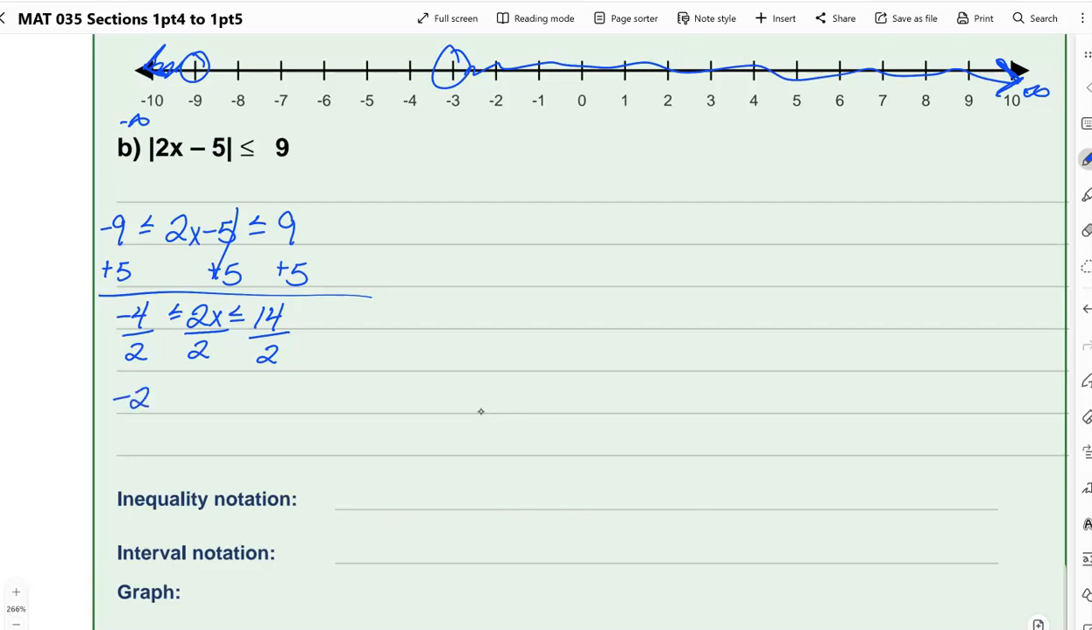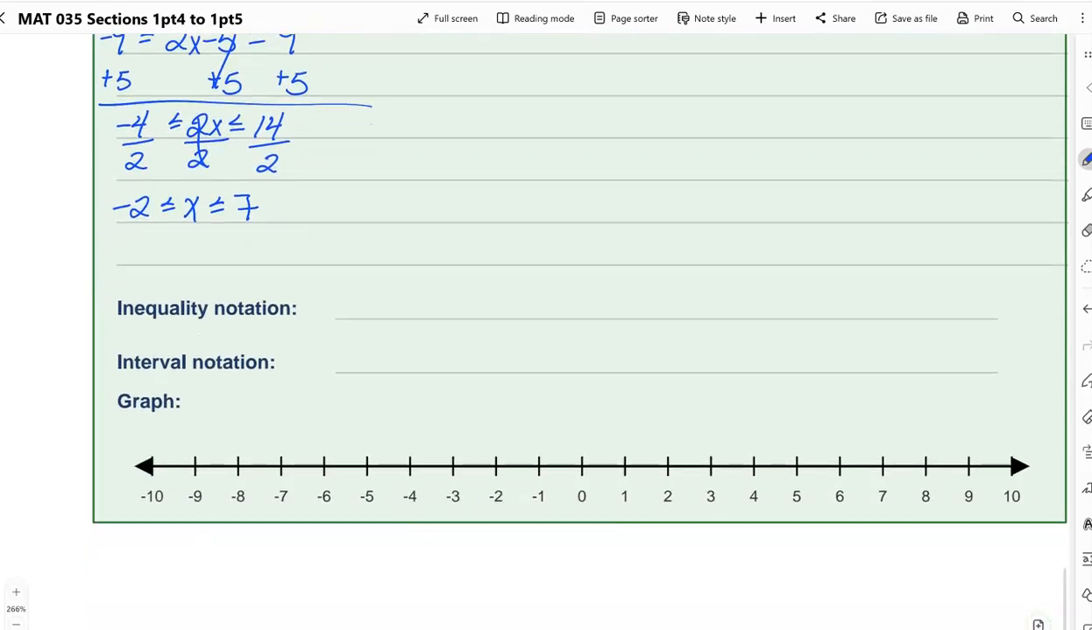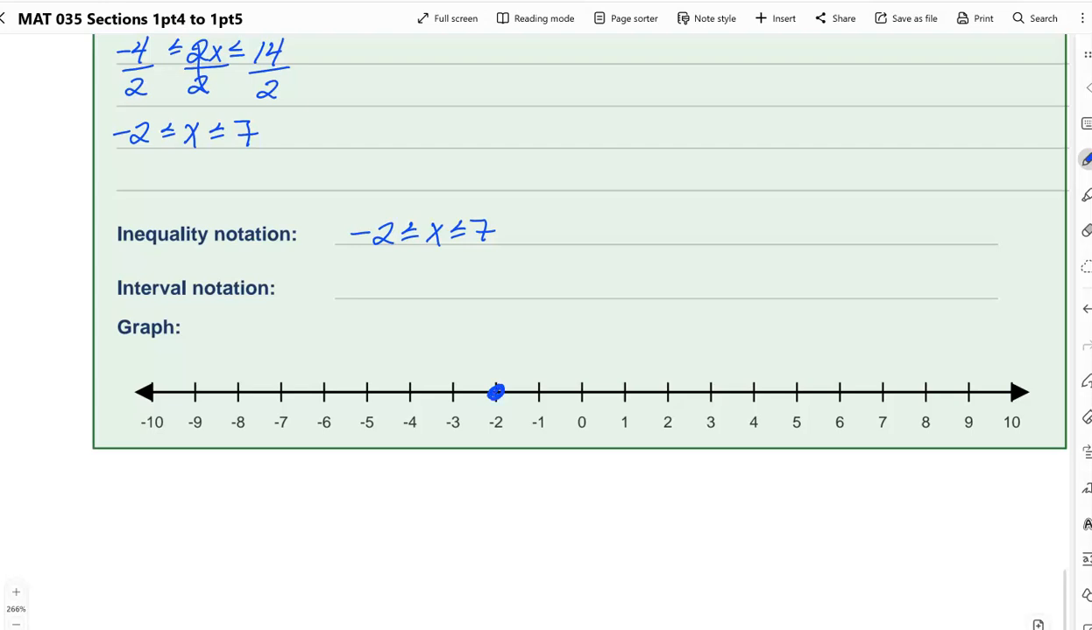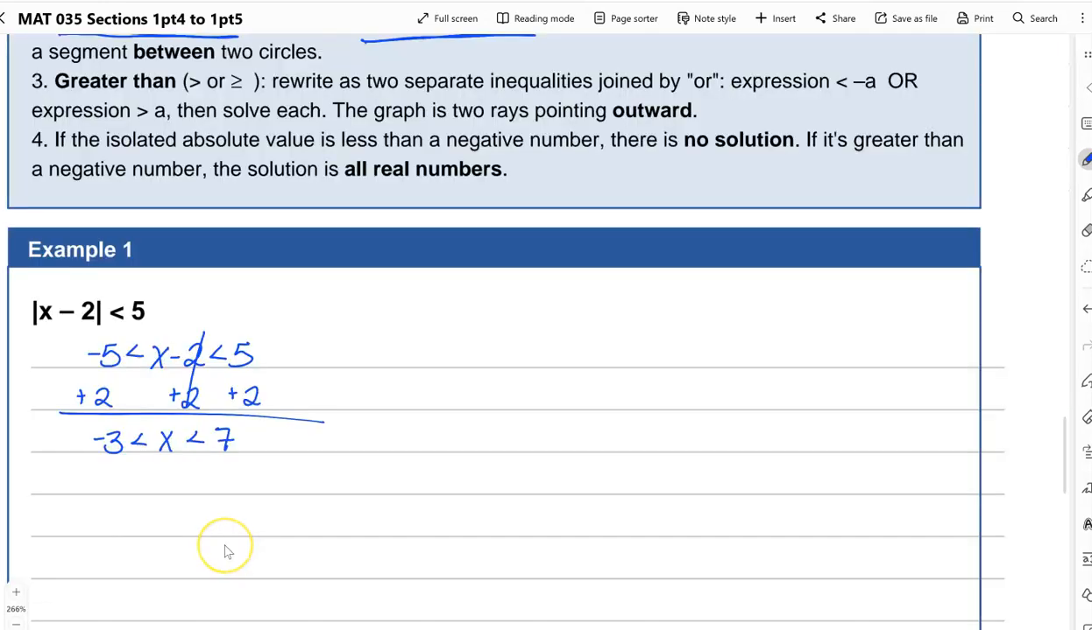So we're going to get -2 is less than or equal to x, which is less than or equal to 7. Inequality notation is -2 is less than or equal to x, which is less than or equal to 7. My graph is going to have closed circles at -2 and 7. And since x is between, notice the inequalities are pointing the same way. Then we're shading in between. And then interval notation, we'll use brackets on -2 and 7. So it's going to be bracket -2, comma, 7, bracket.